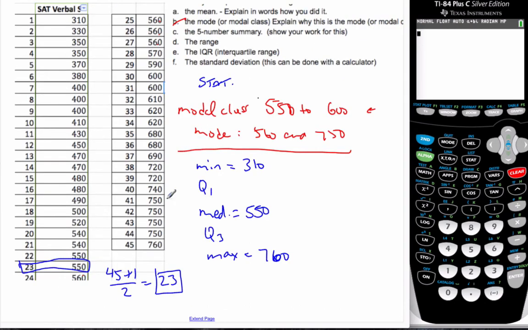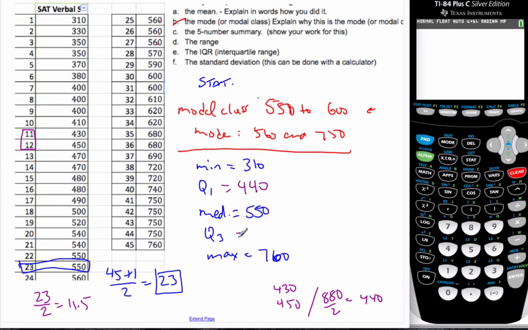Okay, so to find quartile 1, because I have an odd n, I'm going to take the position of the median, 23, and divide it by 2, which is 11.5. That means I'm looking for the 11.5 position here, which is between 11 and 12, which means I add them up and divide by 2. So 430 plus 450 is 880, divided by 2 gives me 440, which is quartile 1.